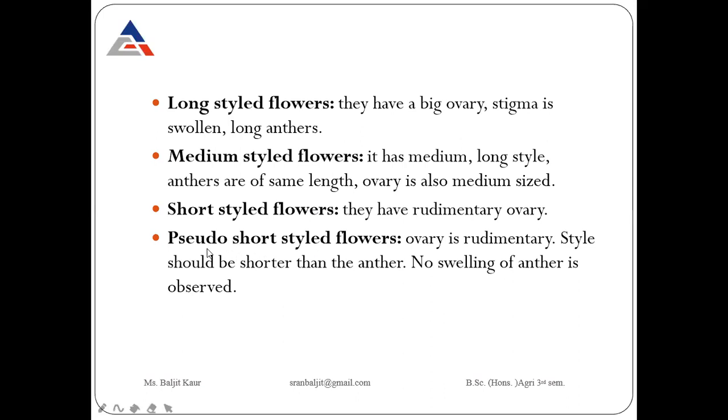And in pseudo short style flowers, the ovary is again rudimentary, as in the case of short style flowers, and the style will be shorter than the anther. The style is smaller in length than the anther, and no swelling is observed. So these are the four different types of flowers that are found in brinjal.